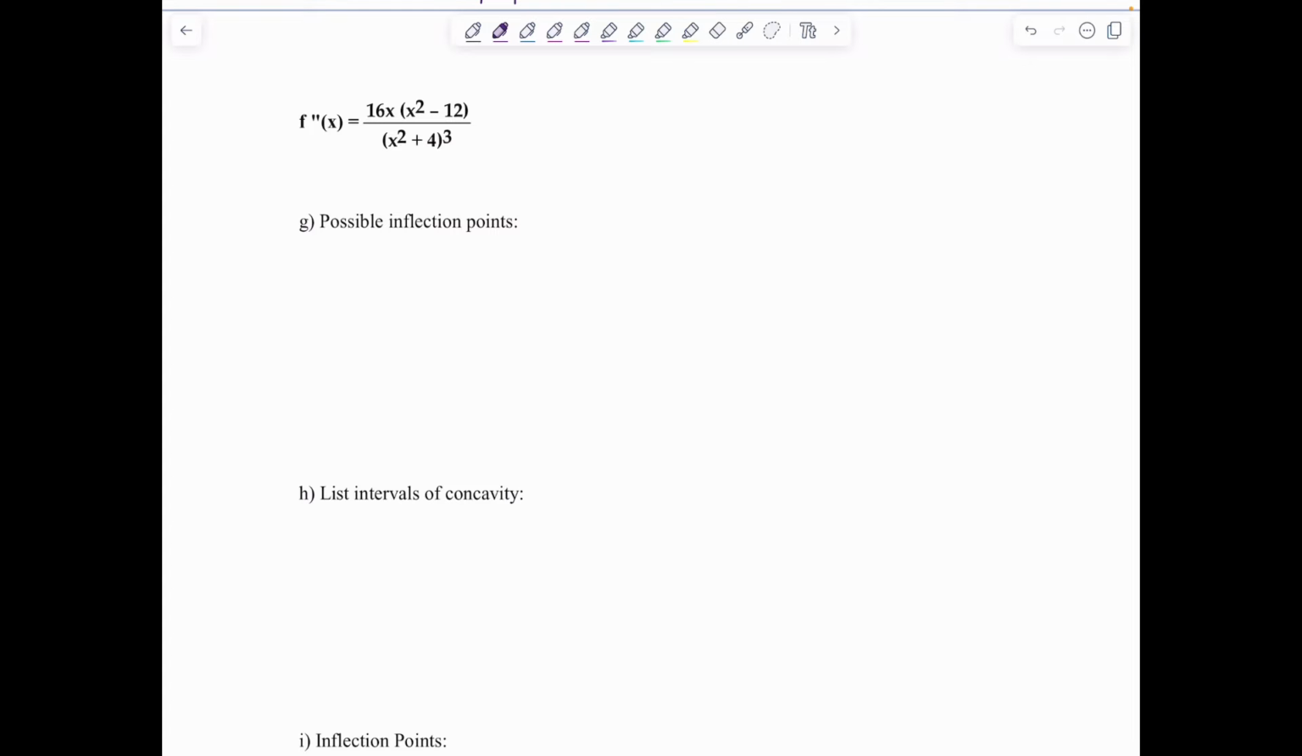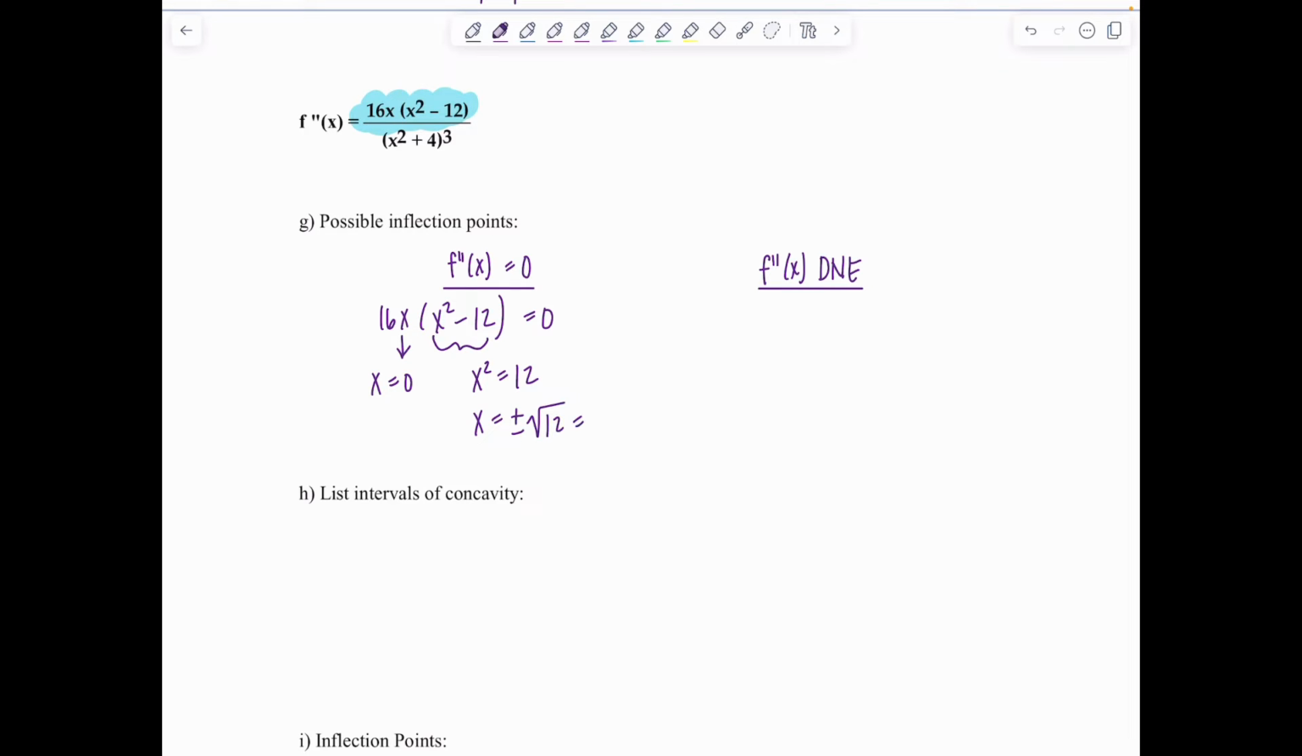So possible inflection points, you look at the same sort of idea as when you're finding critical values. They come from where the second derivative, f double prime of x, equals 0, and where f double prime of x does not exist. Okay, second derivative equals 0 when the numerator is 0, when 16x times (x squared minus 12) is 0. So that would mean x is 0 or x squared equals 12, which means x is plus or minus rad 12. What does that simplify to? Plus or minus 2 rad 3.